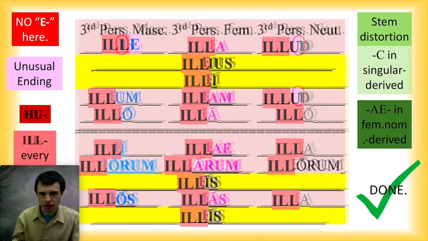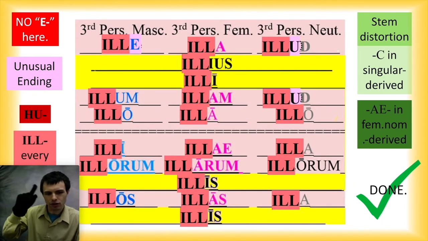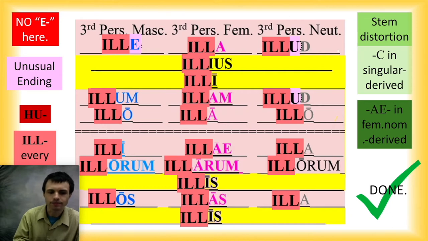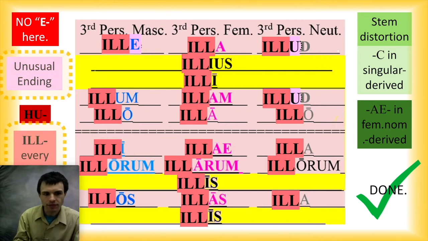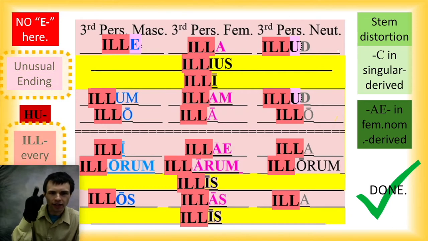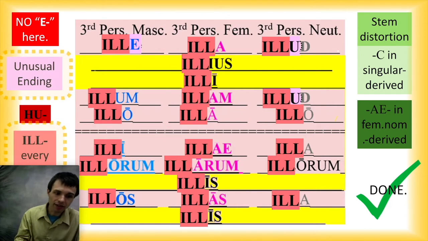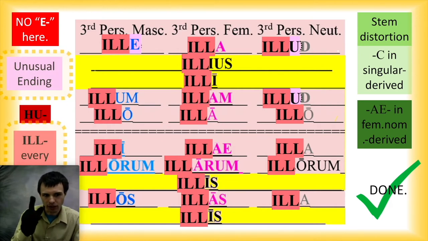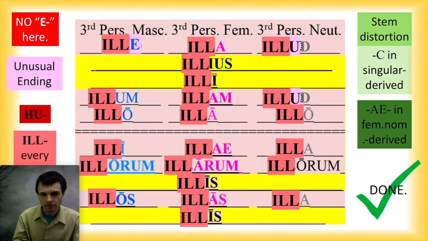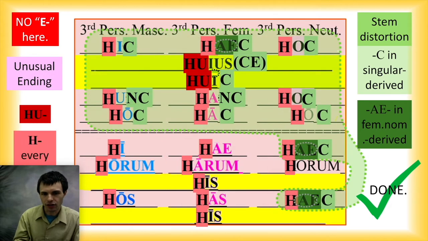All right, next chart. Which of the seven exceptions, four above and three on the other side, does this ille, illa, illud chart get? Answer? Really just the unusual ending, E and U. So basically, you have two charts that only have the unusual ending exception. But one is no E and the other is E or U.